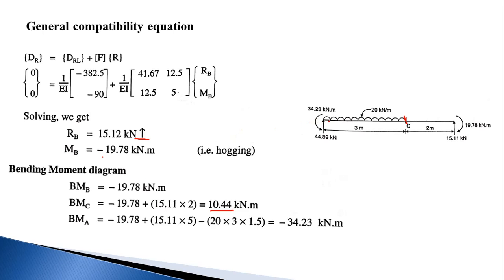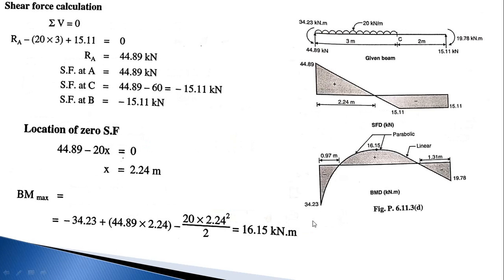Then the bending moment at A, taking moment about A, that is minus 19.78 plus 15.11 into 5, this is the A to C distance, minus 20 into 3 into 1.5. So the bending moment at A is minus 34.23 kilonewton meter.